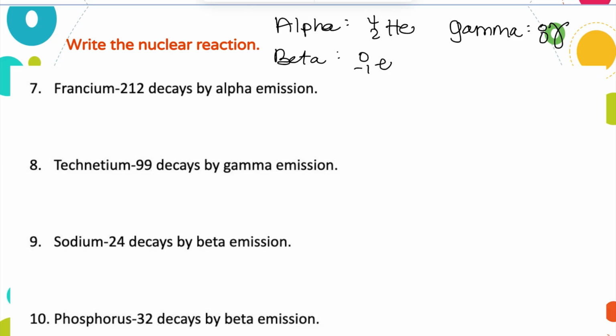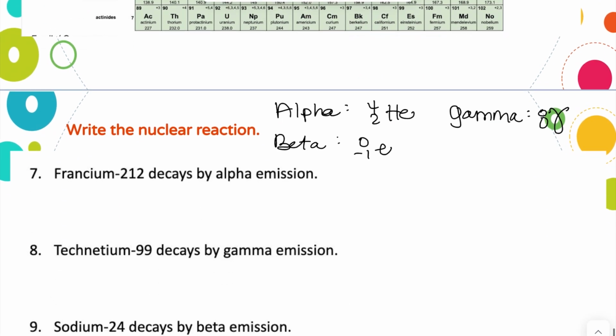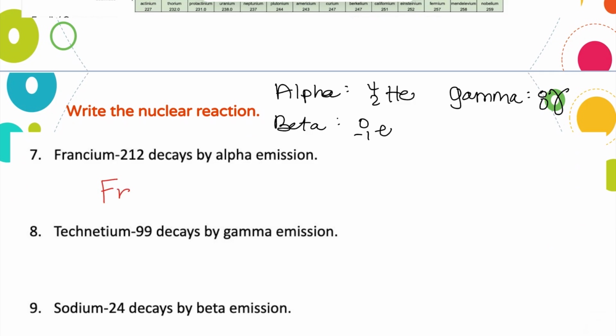atom that's more stable. So looking at francium 212 decays by alpha emission. Well, let's figure out where francium is. Sometimes with these, the trickiest part is finding where it is on the periodic table because we're dealing with things we haven't really worked with before. Francium is here, number 87. So I've got francium, it's number 87, francium 212, that's telling us the mass.